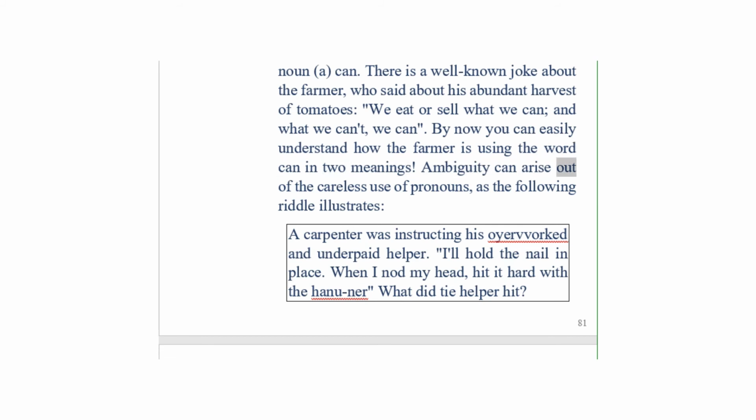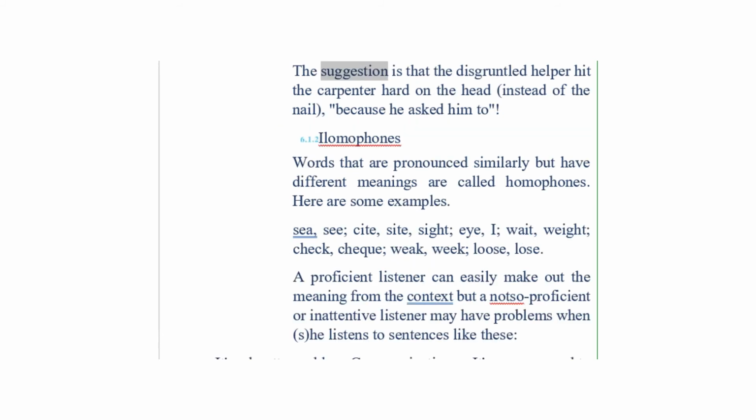Ambiguity can arise out of the careless use of pronouns, as the following riddle illustrates. A carpenter was instructing his overworked and underpaid helper: "I'll hold the nail in place. When I nod my head, hit it hard with the hammer." And what did the helper hit? The suggestion is that the disgruntled helper hit the carpenter hard on the head, instead of the nail, because he asked him to.